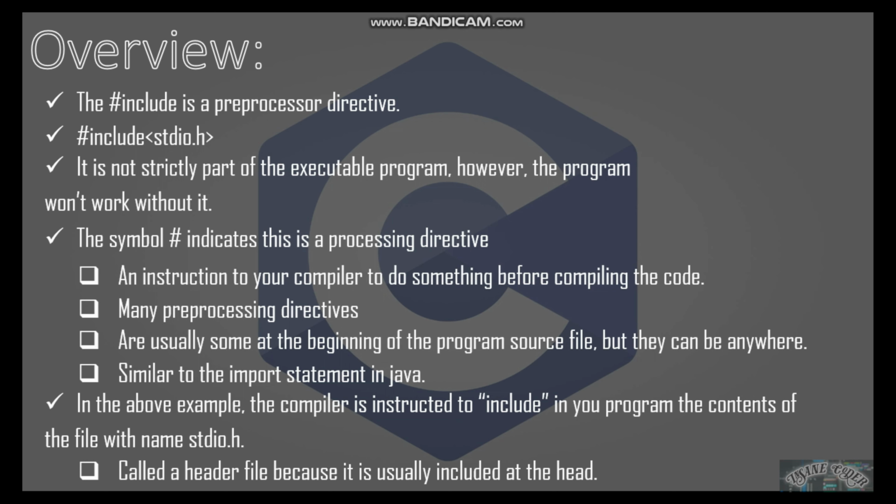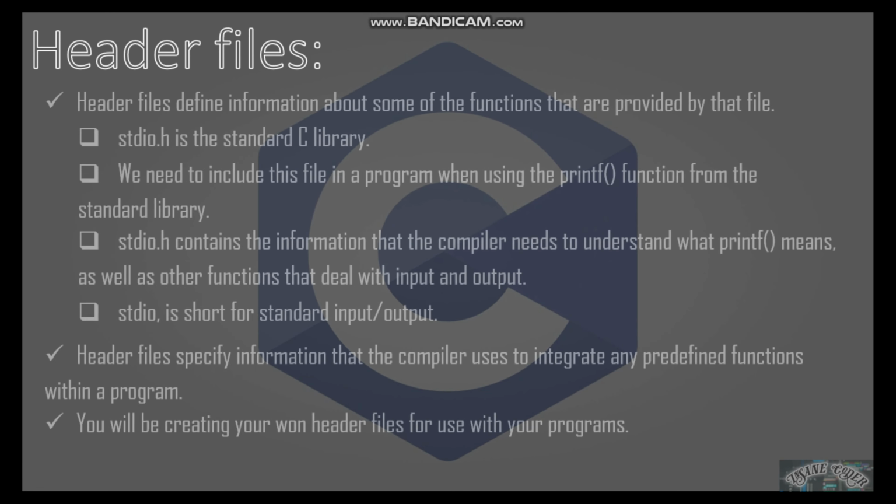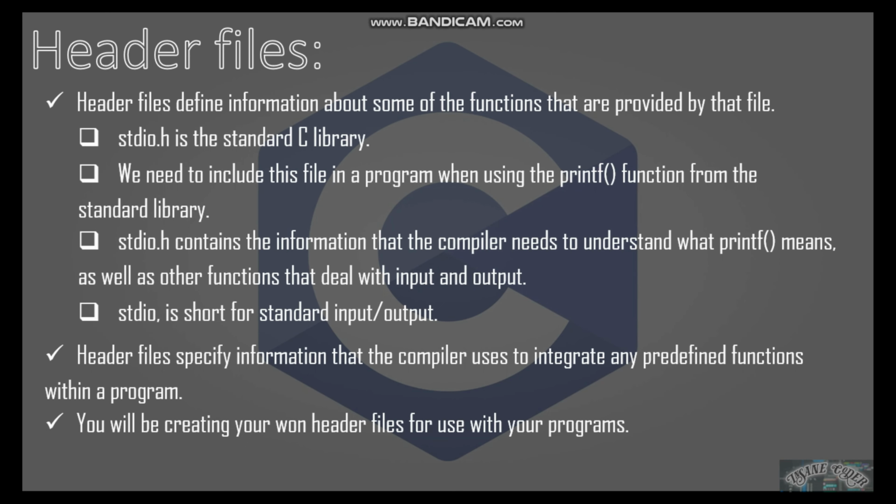It's not a C file. We know that files that end in .c are C source files. So the .h has to be something else. And it is. It's a header file, and it has that .h extension. So let's talk about what a header file is. Header files define information about some of the functions that are provided by that file. And I'll give you an example of some of the content in a header file. But first off, they're defining some information about some source code.